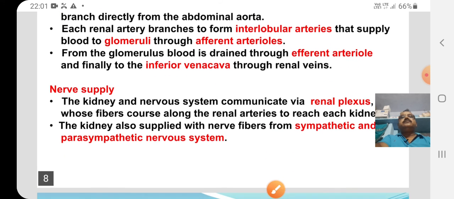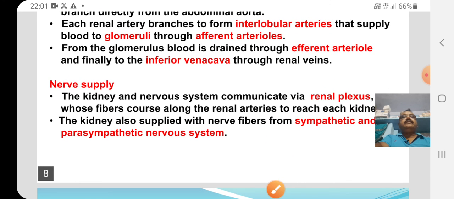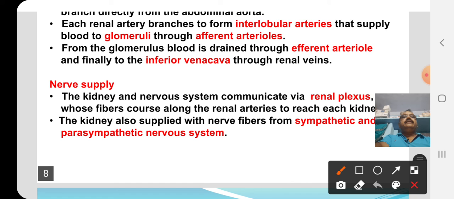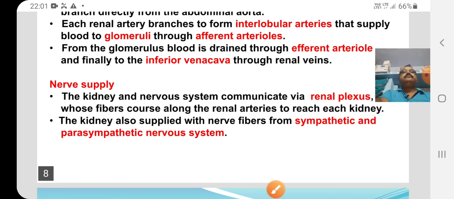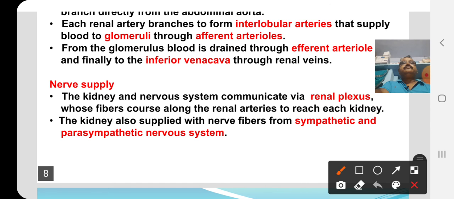Then let us discuss the nerve supply to the kidney. Kidney is supplied with nervous system, communicating via renal plexus. The fibers of the plexus course along the renal arteries to each kidney. The kidney also is supplied with nerve fibers from sympathetic and parasympathetic nervous system.